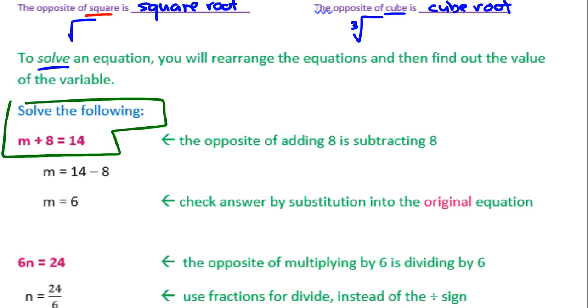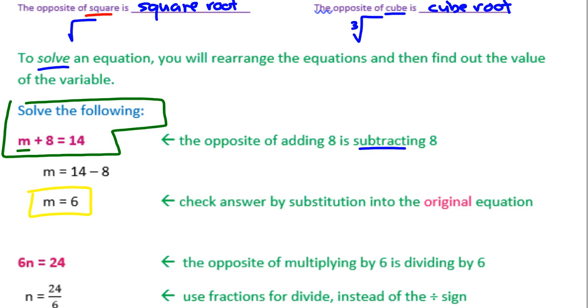So solve the following, m plus 8 equals 14. What you need to do is get m by itself, the variable by itself. So the answer will be like m equals something, like m equals 6. To get the variable by itself, we need to cancel out the 8 somehow. So we need to remove the 8 in a certain way. That's where you need to think of the opposites. What's the opposite of adding 8? That's right, it's subtracting 8.